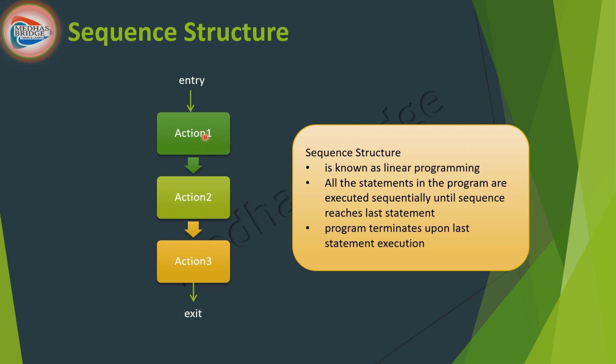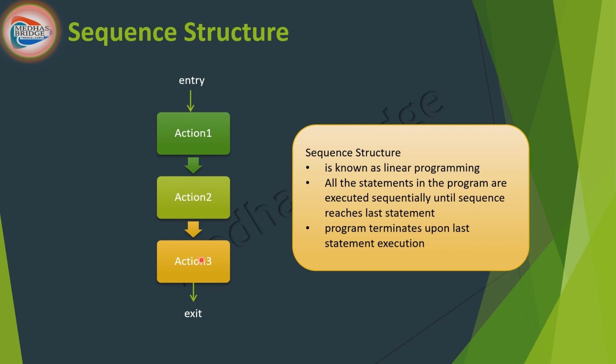So a group of statements is executed in action 1. Now move to action 2. Now move to action 3. When action 3 is done, you assume that you have achieved your goal. Then you exit from the program. Agree? So a sequence structure is basically known as linear programming. All statements in the program are executed sequentially until the sequence reaches the last statement. The program terminates upon the last statement's execution. This is actually the sequence of steps.